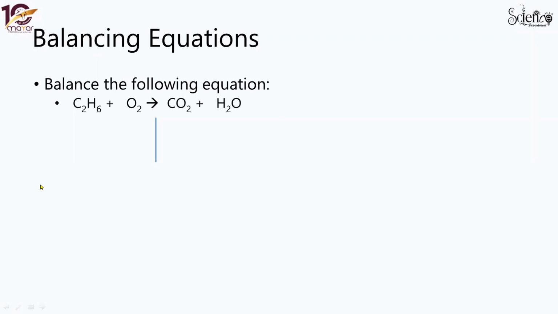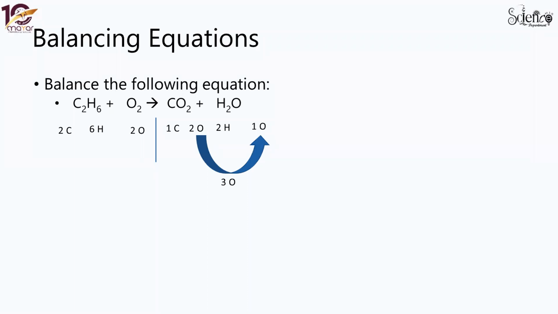Again, whenever I do balancing, start by counting. So let's count the number of atoms. I have 2 carbons, 6 hydrogens, 2 oxygens in reactants. On the other side, I have 1 carbon, 2 oxygens, 2 hydrogens, and another 1 oxygen. So if you notice here, we have a problem that oxygen is found in 2 products, not only in 1 product. So when I count the number of oxygen, it's actually 3 oxygen.